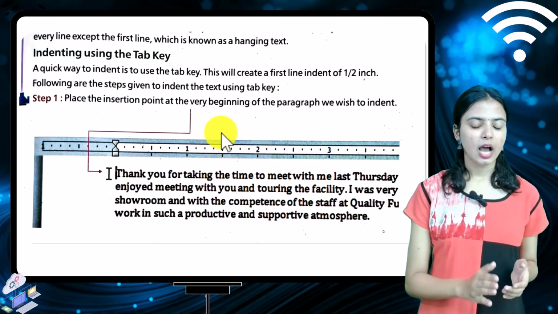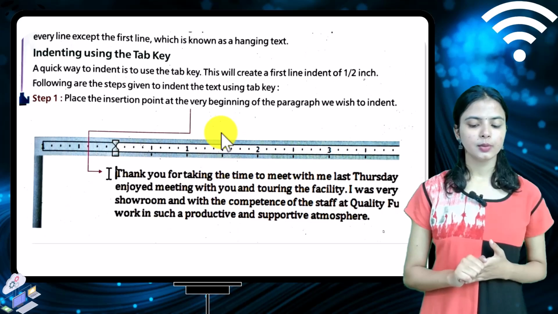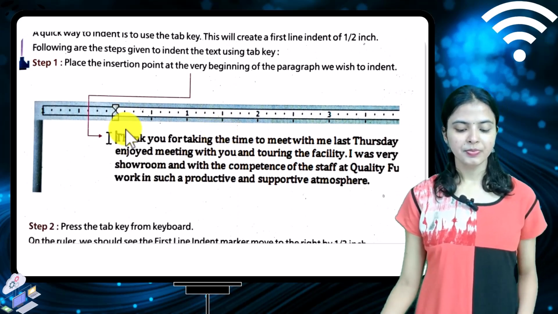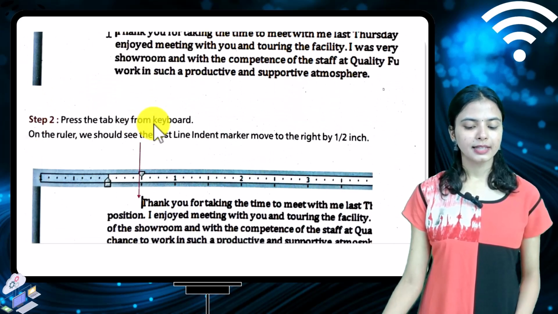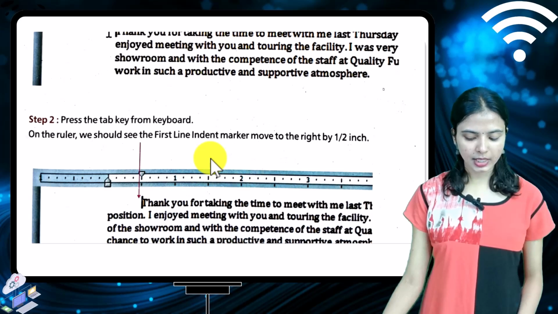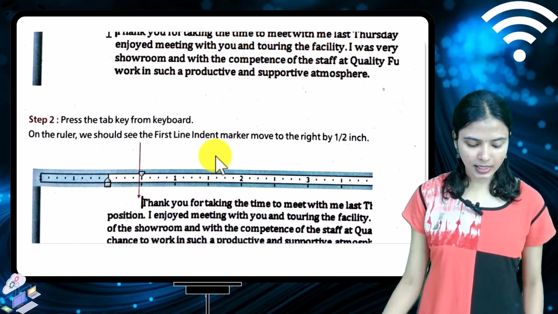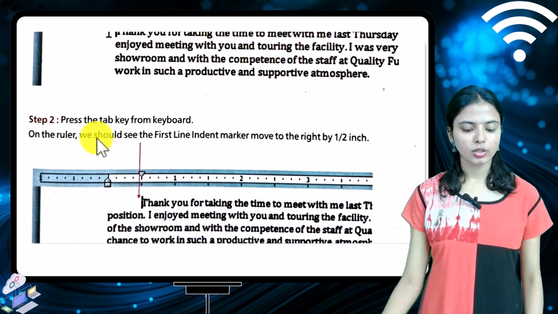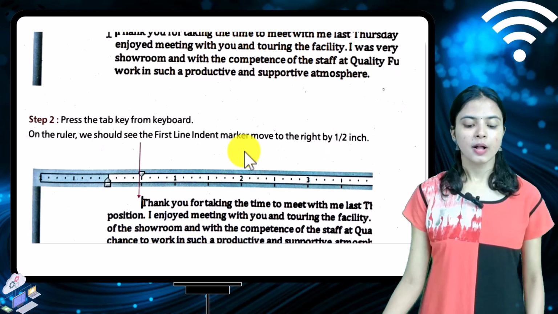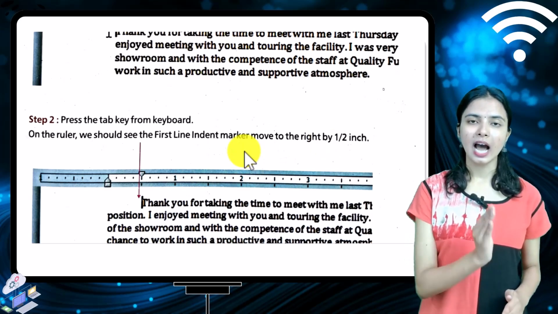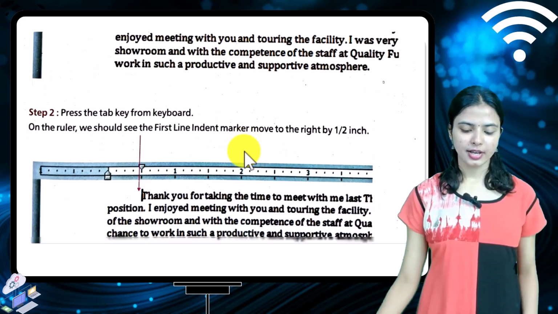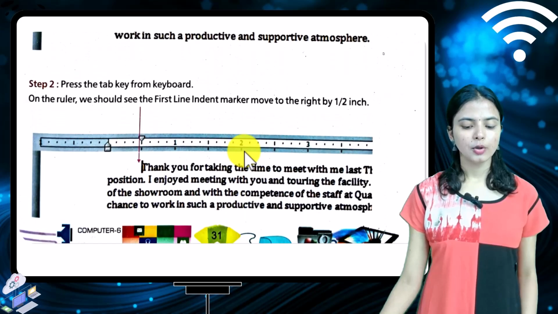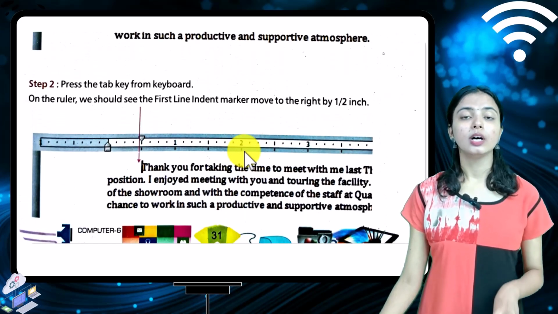Step one is to place the insertion point at the very beginning of the paragraph we wish to indent. Now press the tab key from the keyboard. There is a tab key on the keyboard; you have to press that tab key. After pressing this key, on the ruler we should see the first line indent marker move right by half an inch. So as soon as you press the tab key, your marker will move half an inch forward. Okay, so this is how you can give indentation to the lines.